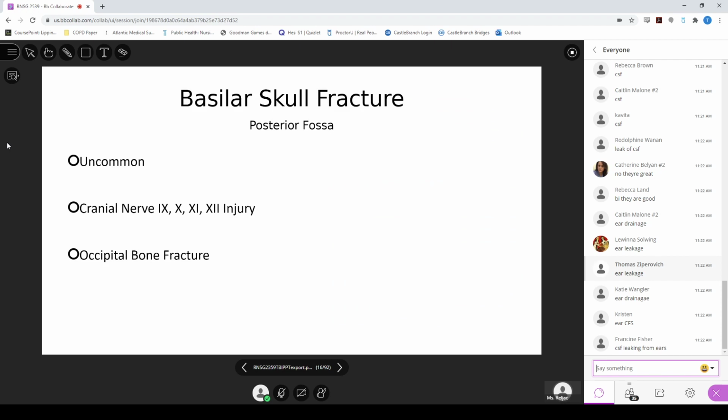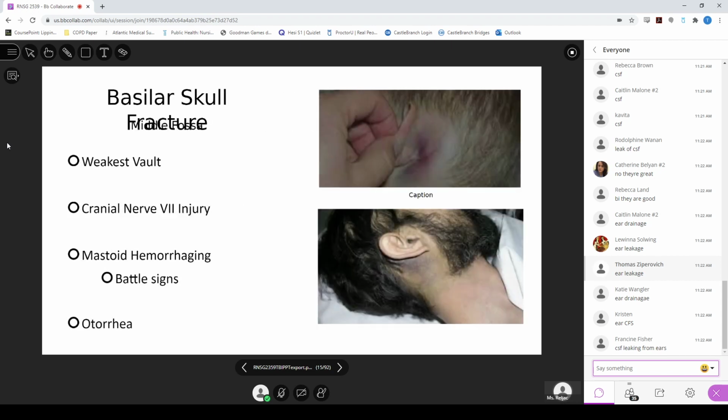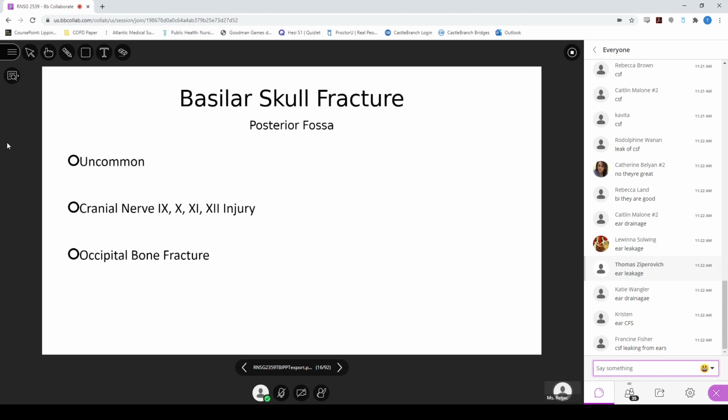And then this is the posterior fossa. They are uncommon. I think it's around 5% that are posterior fossa skull fractures. It affects a lot of the cranial nerves, as you can see, and these are the cranial nerves for taste, sensory motor, muscles used for head movement, and muscles of the tongue. And then they can also have an occipital bone fracture back there.